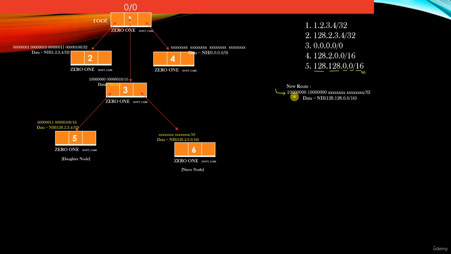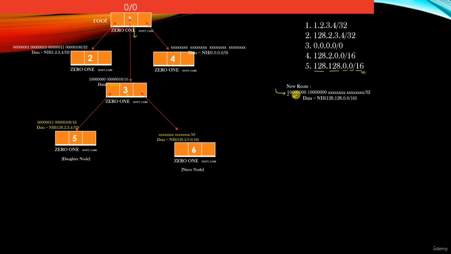As we proceed towards inserting this route into this mTry data structure, we start our traversal from the root node of this mTry data structure. Alright, so the very first bit of this new route is 1. So it means that we are going to take the path along the 1th child of the root node of the tree. And we land at node number 3.